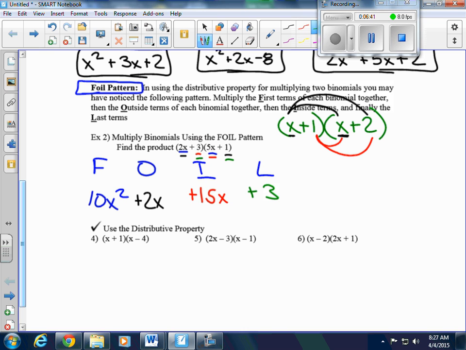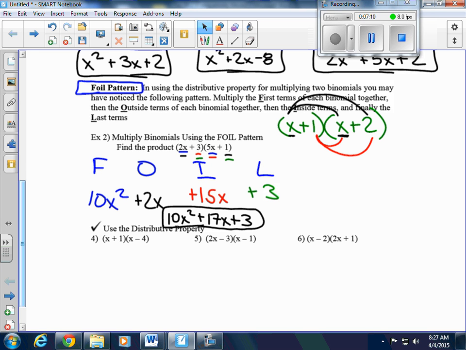So now again, notice the O and the I are like terms, so we can put those together. So you're going to end up with 10x squared plus 17x plus 3. Which is essentially the same thing as the distributive property, but the FOIL method gives us an easy way to remember that. You'll hear your math teachers talk about foiling for the rest of your life.